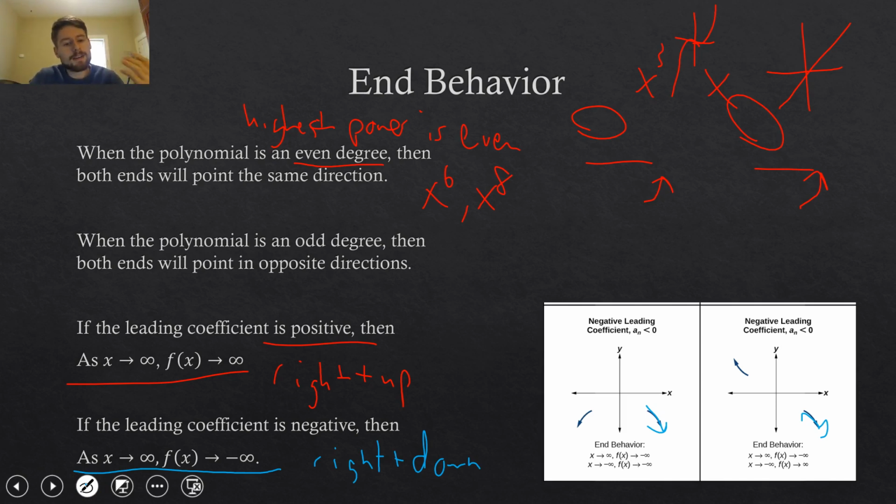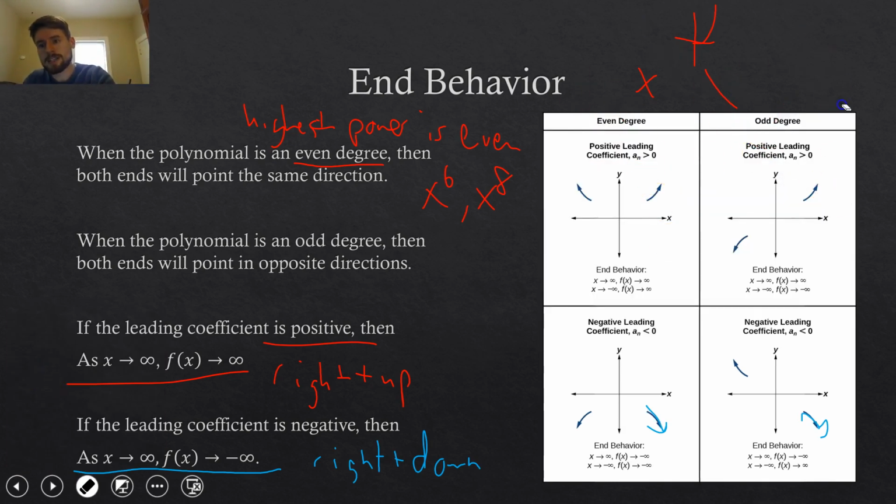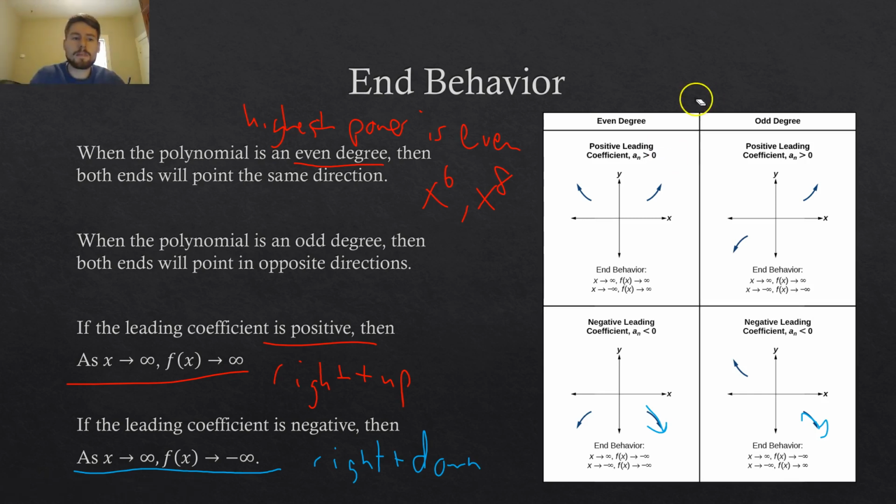So if you just remember that if it's negative, I go right and down, then I can decide, are they both right and both down? If so, then it's an even degree polynomial. If it's an odd degree polynomial, then they're opposite, left and up, okay? And so these are the rules to remember. It's some combination of these four things. You have a positive leading coefficient and an even degree polynomial, positive leading coefficient and an odd degree polynomial, negative leading coefficient and an even degree polynomial, or negative leading coefficient and an odd degree polynomial.